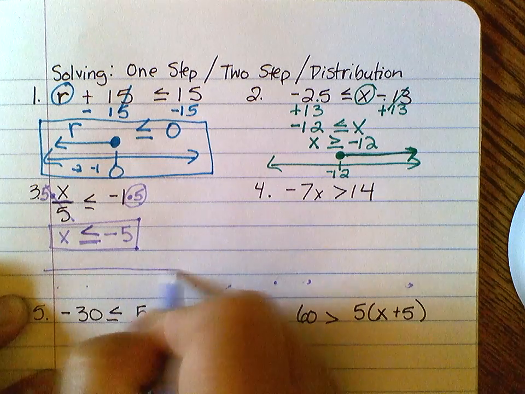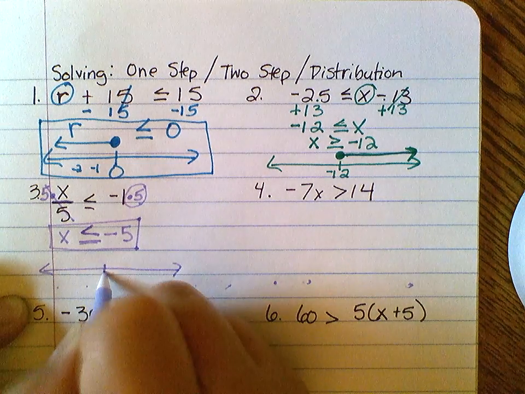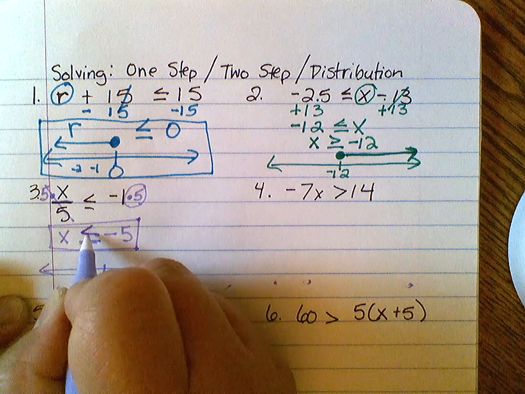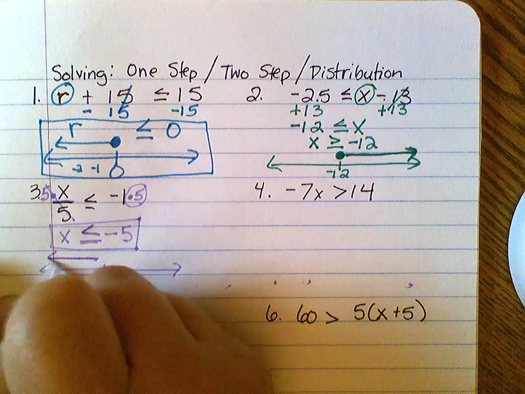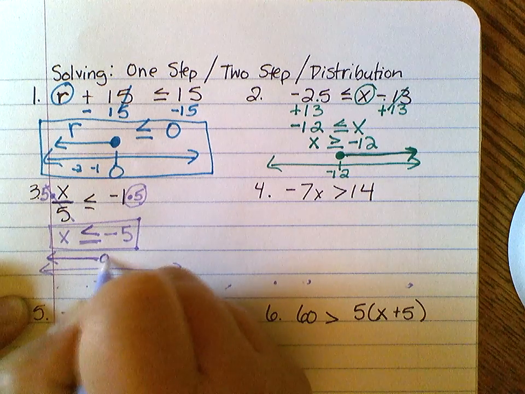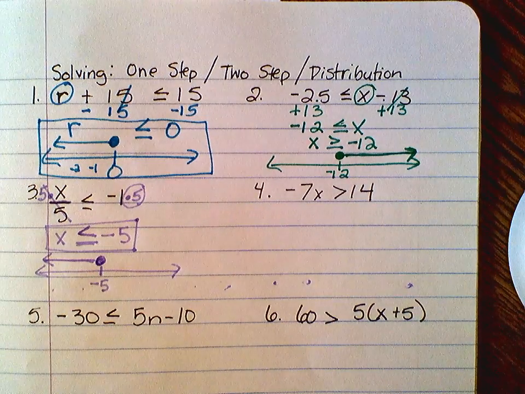What does that look like on the graph? All the numbers less than negative 5 are to the left, and the or equal to tells me I use a closed circle.